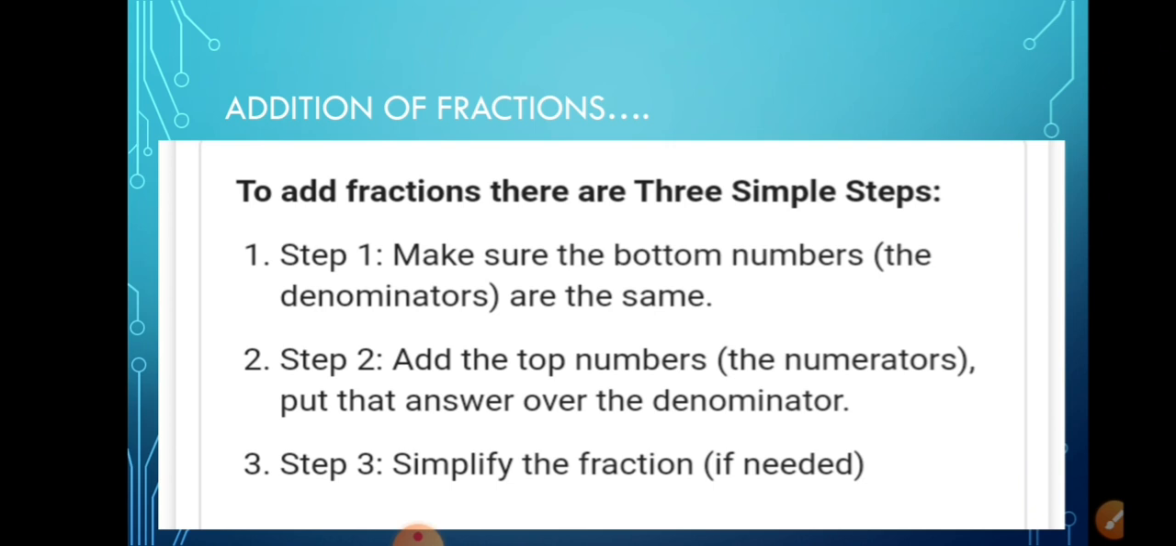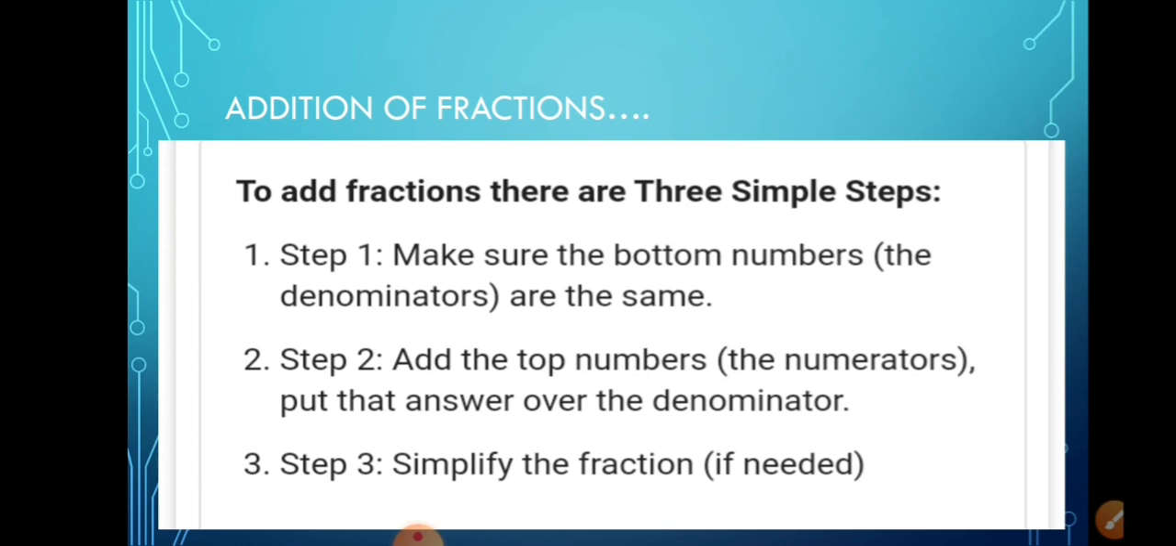What is the first step? We have to make sure that the bottom numbers should be same. Bottom numbers means the denominator. If the denominator is same, then simply we can add the numerators and then the answer will come. But if the denominator is not same, first we have to change the fraction into like fractions and then we have to add the numerators and then the answer will come.